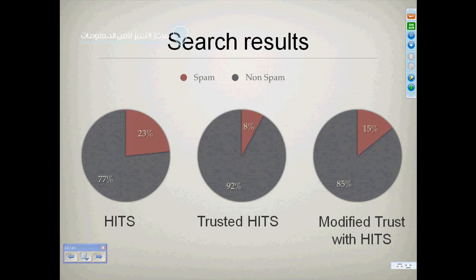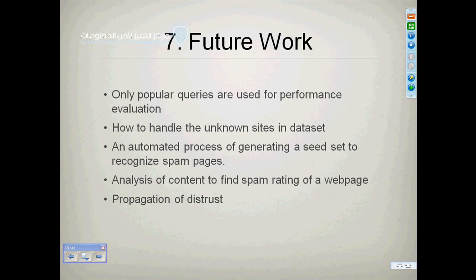Then these are some percentages. Again, we thought maybe we'd do better here, but it turns out trusted HITS gets 8% spam, whereas HITS gets 23%. And for modified trusted HITS, we get 15%.